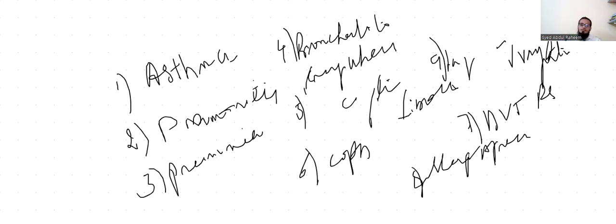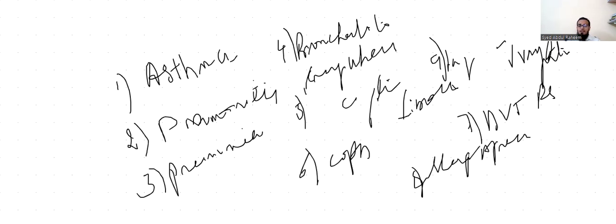Mostly we'll have 4 to 5 diseases which are common in our clinic. That is asthma. Second is COPD, chronic obstructive pulmonary disease. Third one is pneumonia, and fourth one is bronchitis. Okay, these are the 4 important diseases which come to our clinic on a regular basis.